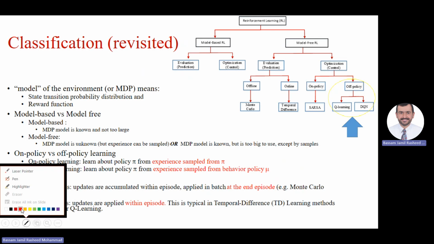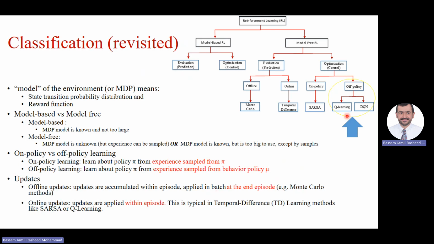To start our discussion here, let's remind ourselves where we are in the map of the reinforcement learning algorithms. We are in the optimization algorithms for model free, and we are discussing the off policy algorithms. Basically, we have two flavors: the Q learning and the DQN.